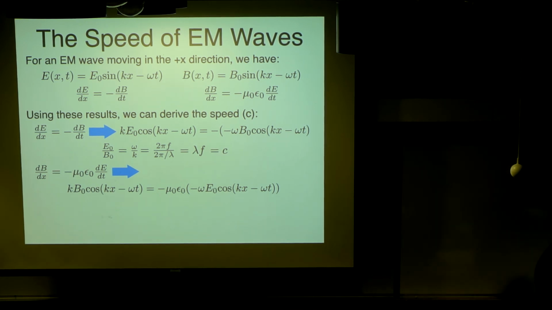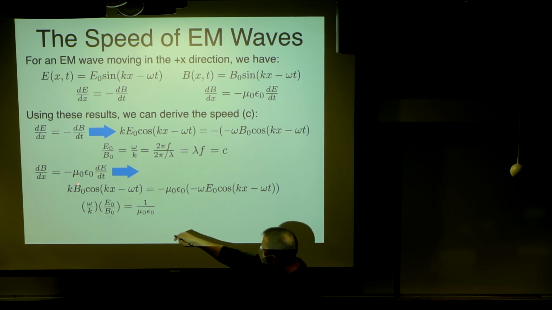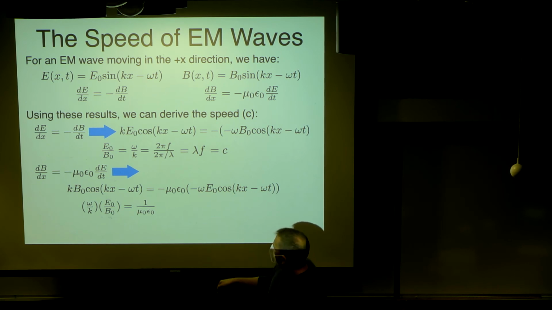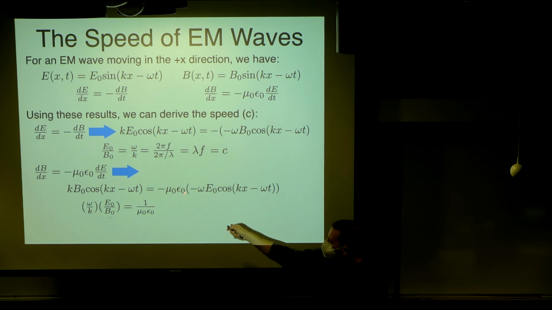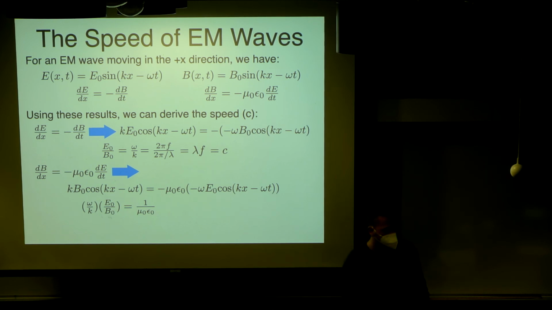Just like before, cosine(kx minus omega t) drops out. And if I wanted to rearrange things, I could do it like this. I could say omega divided by k. If I put the k down here, and then if I take the B naught and again divide it out over here, I'll have E naught divided by B naught. Then if I take these two terms and divide them out and put them over here, I'll have 1 over mu naught times epsilon naught. So just think of canceling the cosine part and rearranging everything else to give you this.